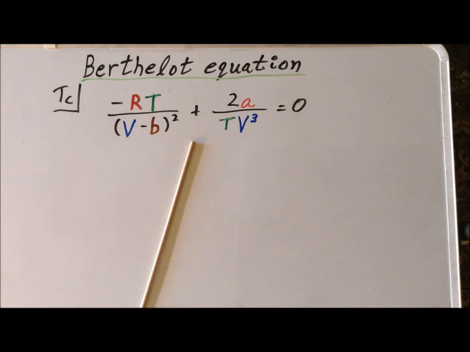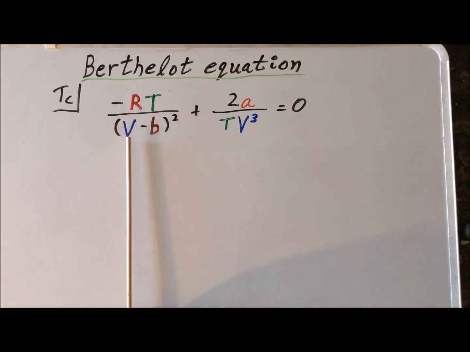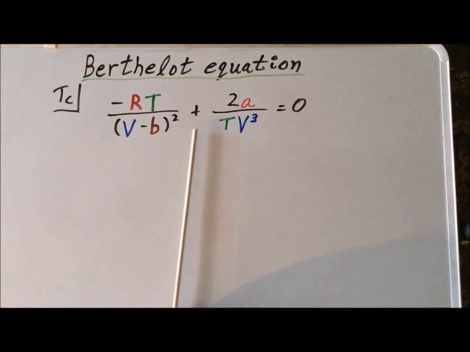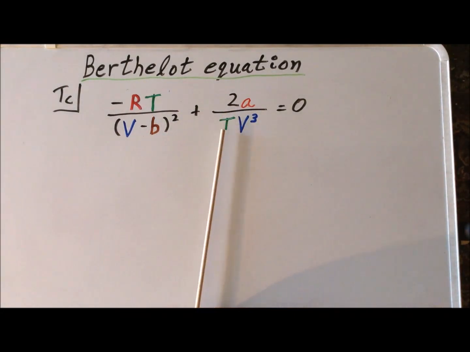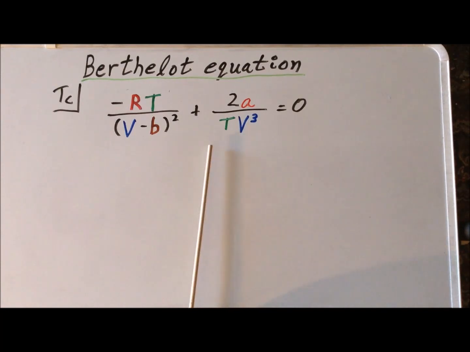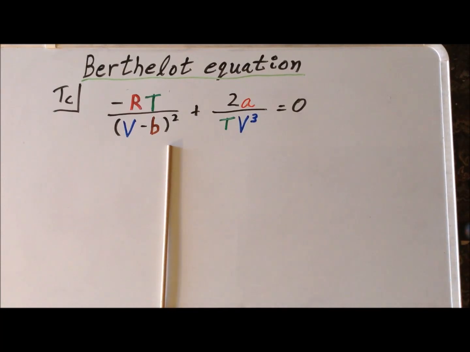Now we want to solve for the critical temperature. And we can use either our expression for the first derivative or our expression for the second derivative. Because it's a less complicated expression, we're going to use the expression for the first derivative. So recall, we have minus RT over the quantity V minus B squared plus 2A divided by T times the volume cubed, and it is equal to 0 at the critical point.